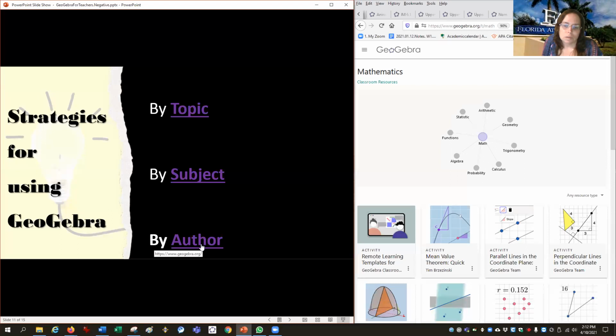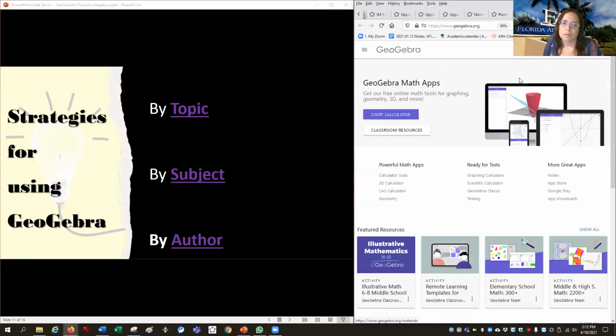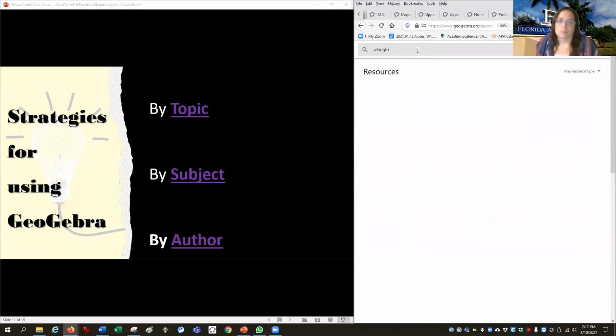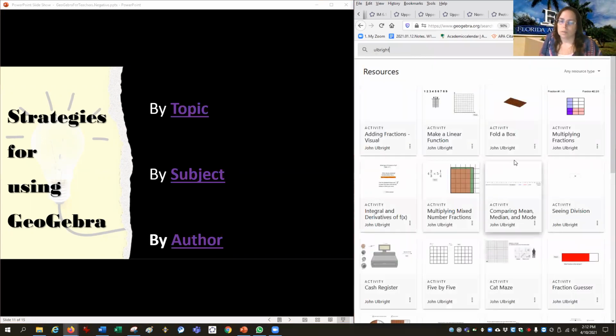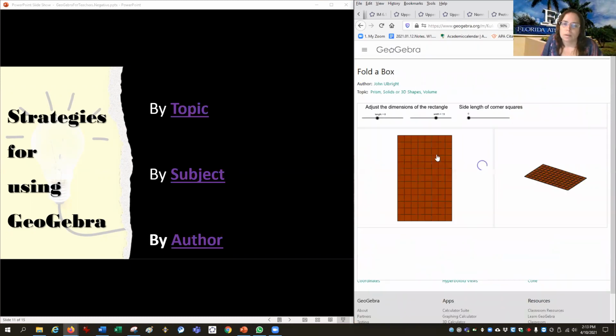We can also look for applets by author. So let's say I've looked before and I've seen this name. Oh, I've seen that name before. So I can click on his name and see which applets he has available.